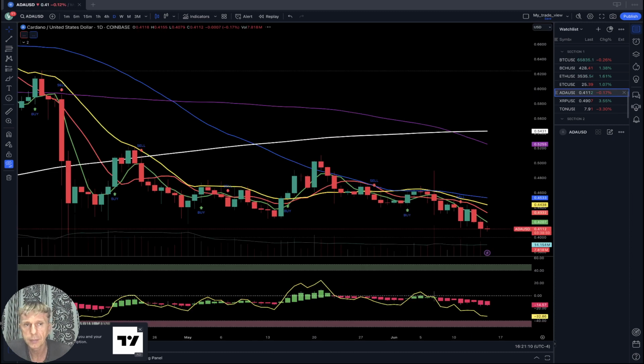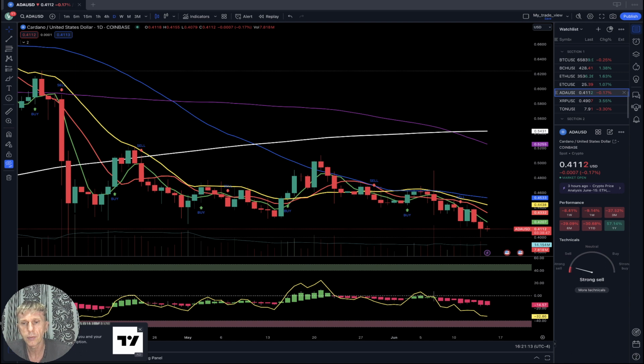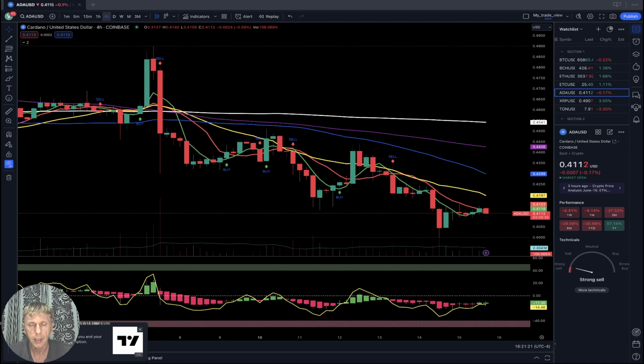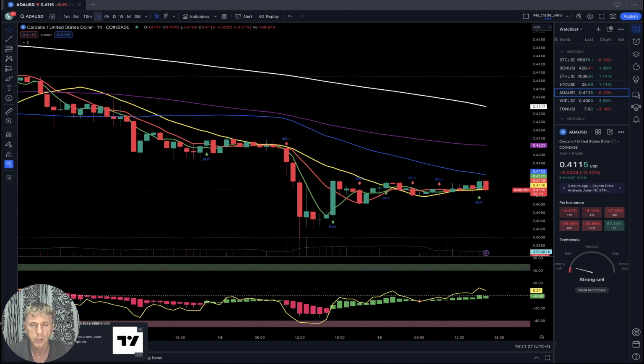Ada Cardano, daily time frame, last bar below all moving averages, bearish trend. On the 4 hours time frame, same story, last bar below all moving averages, bearish trend. And on the 1 hour time frame, it's just sideways in bearish territory.